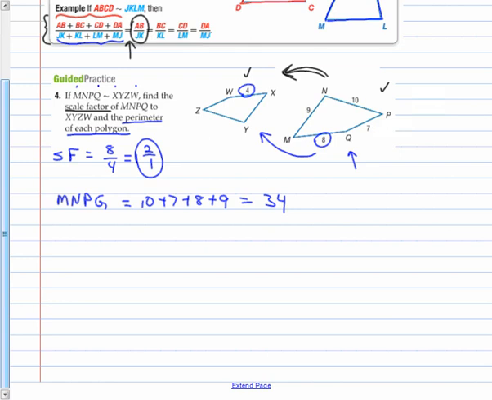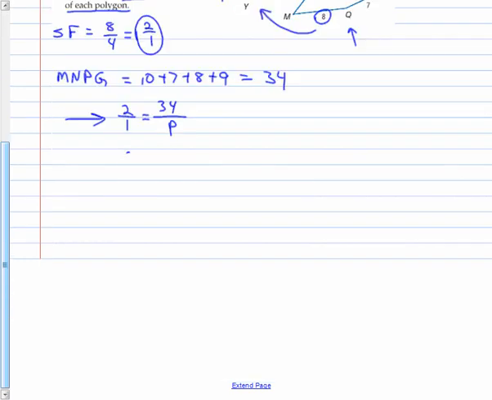So the scale factor is 2 to 1. That happens to be the same ratio as the ratio of the perimeters. One perimeter is 34. The other perimeter, I'm going to call it P. I don't need to figure out each of the individual missing sides. I can just do this proportion. So let's try it out. 2 times P must equal 1 times 34. Divide by my 2, 17.